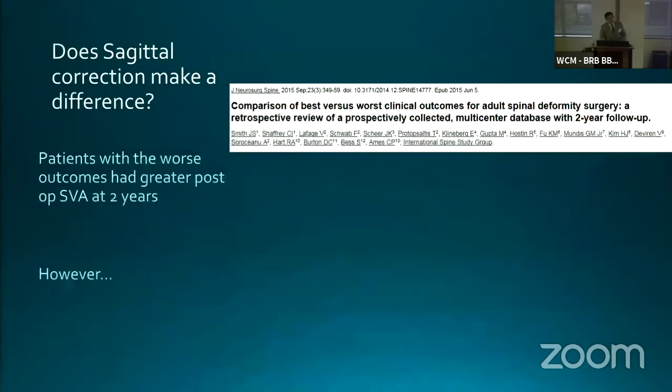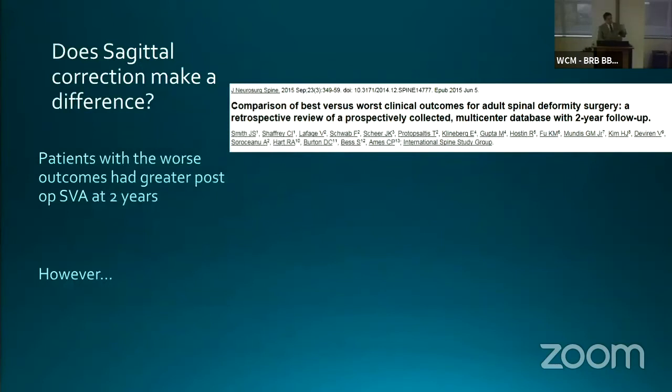So another change that's happened is that we've started to develop a more nuanced approach to the sagittal plane. When I first started, there was one number we wanted to hit for every patient for our sagittal plane correction. But over time, we found that that number changes based on your age and your overall health and bone health.